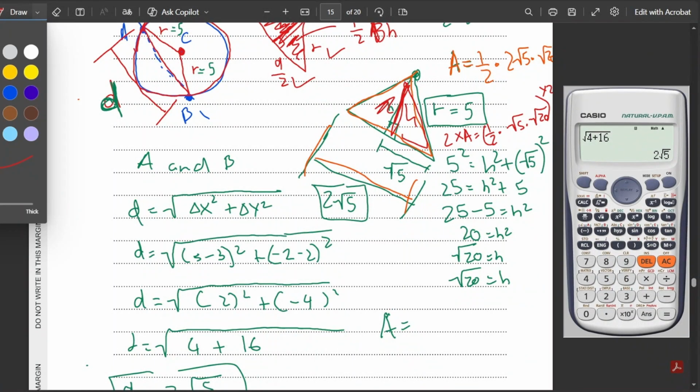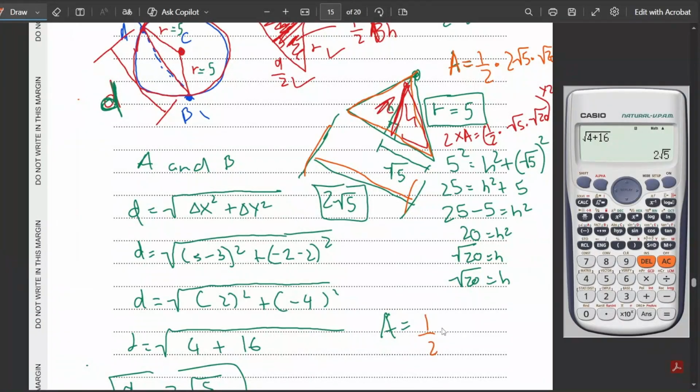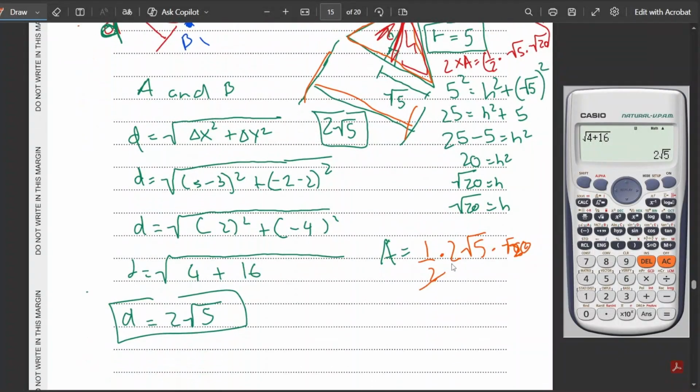Now I'm going to go with the bigger triangle, so I'm going to have 1 by 2 times 2 under root 5 times under root 20. So this 2 cancels out this 2, which leaves me with under root 5 times under root 20. That is equal to 10. So my area is going to be equal to 10.